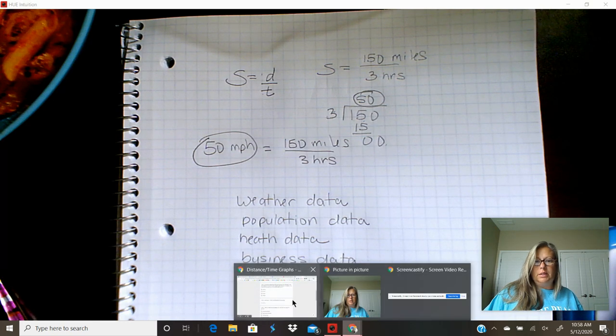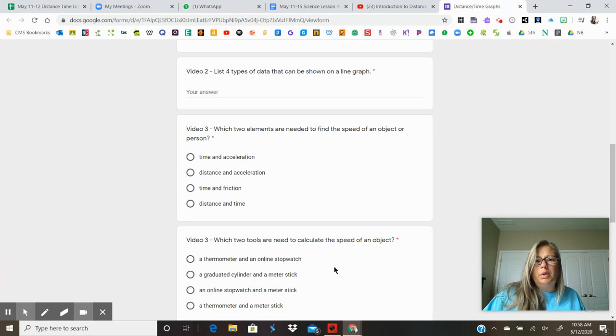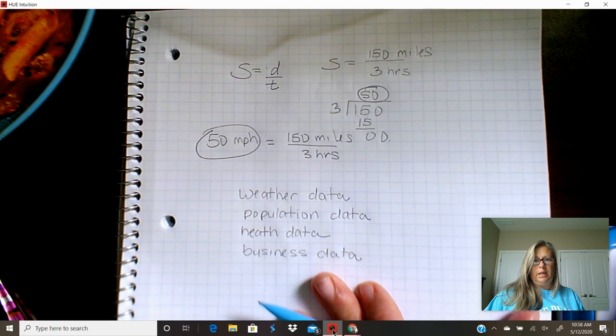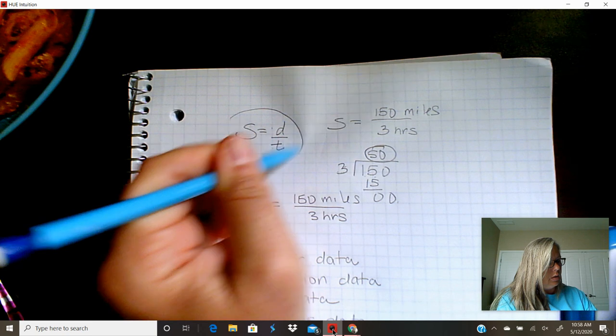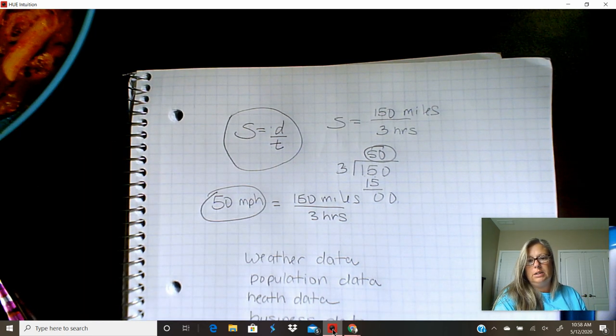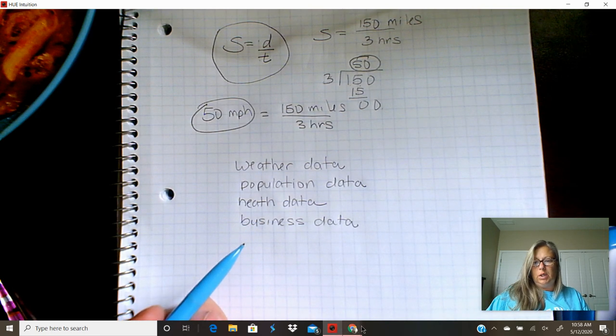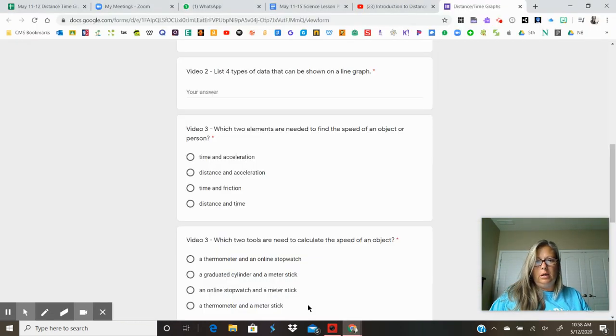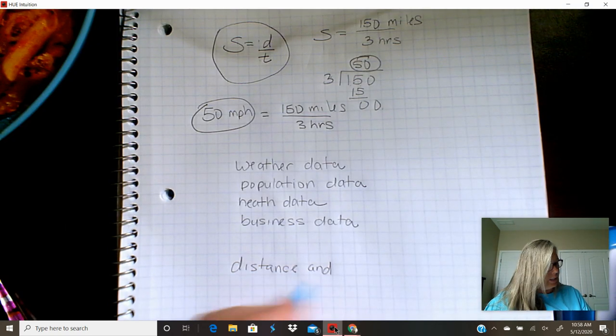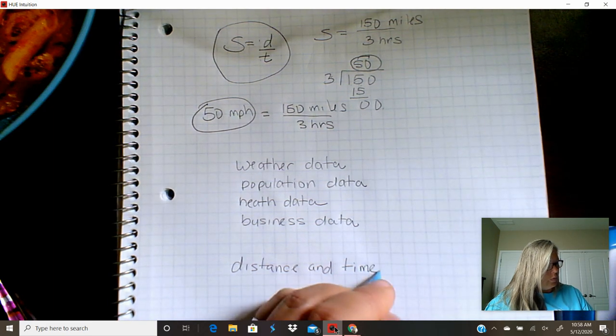All right, and let's come over here. In video 3, which 2 elements are needed to find the speed of an object? Now, we just did a formula where we calculated the speed. Look right there. Distance and time. So when you're doing the next question, you literally just have to look at the speed formula, and then you need to write distance and, oh, you can't see it, I'm sorry. Distance and time. All right.